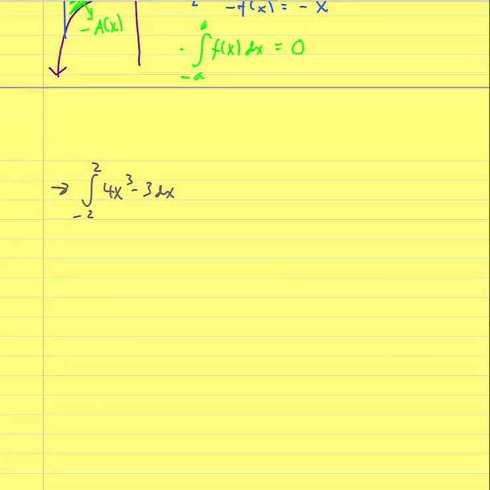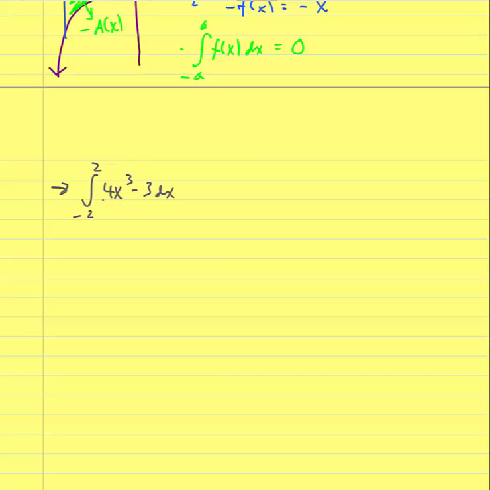Now a lot of times in your homework set they're going to say, integrate using the characteristics of an even or an odd function to find your solution. So sometimes they're telling you right away that it's symmetric. But I think it's a good idea to check. So let's go ahead and check this one out.